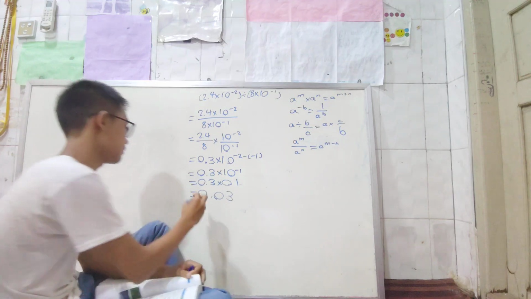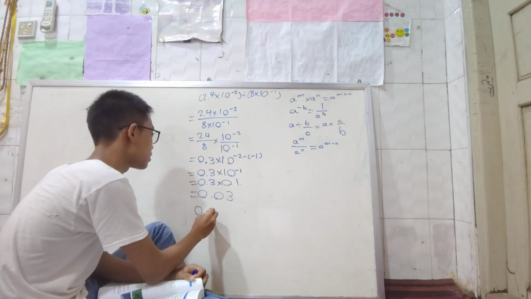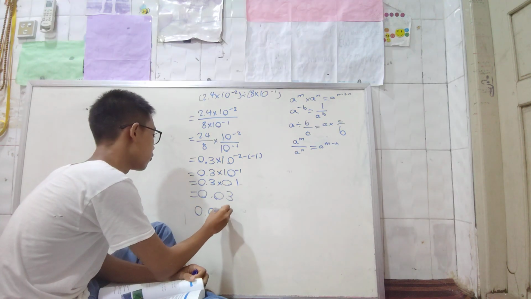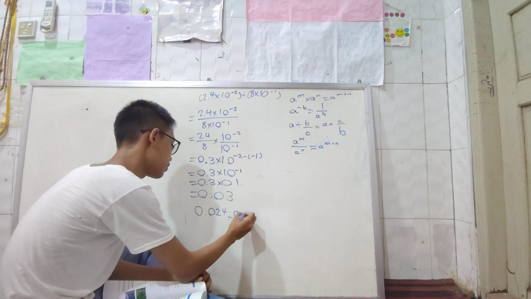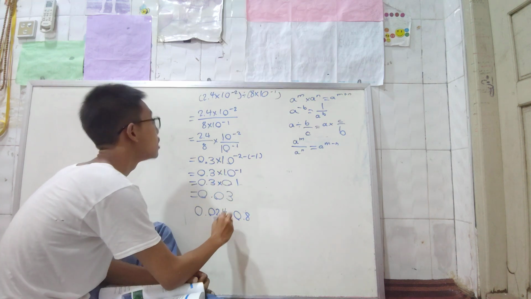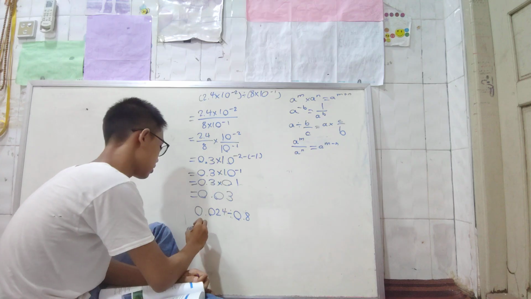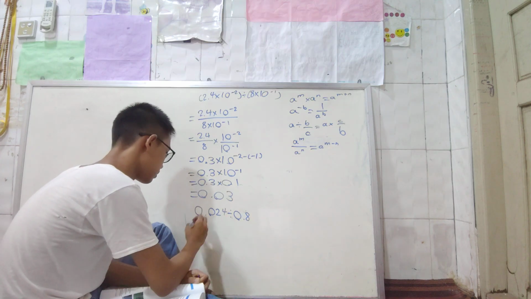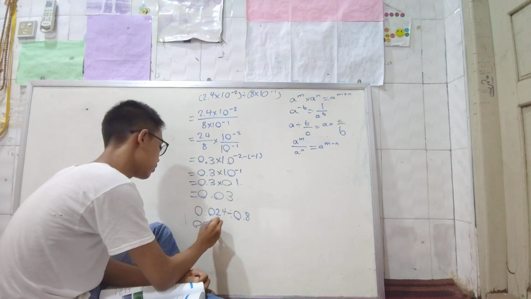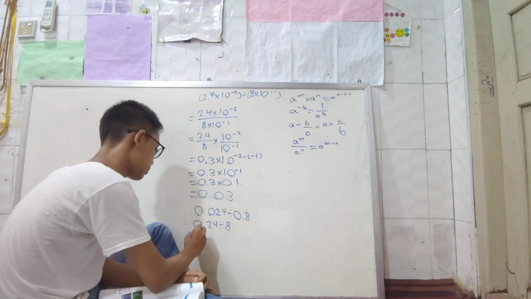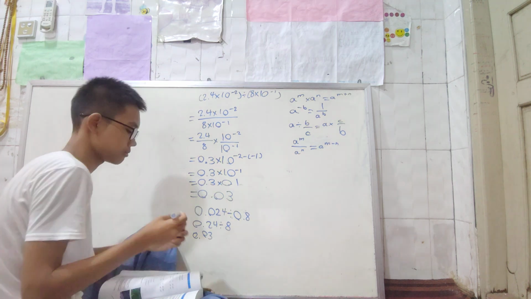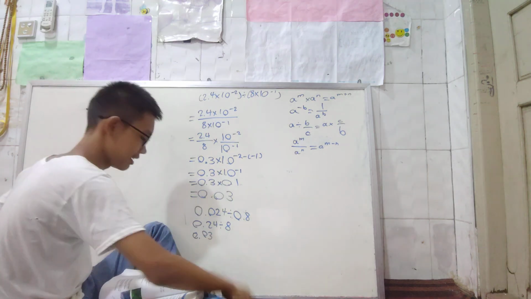Is it recorded? Let me check: 0.024 divided by 0.8. Okay, so 0.24 divided by 8, don't worry about it, okay? So that's going to be 0.03. Matches.